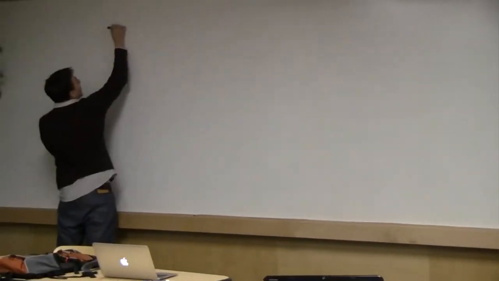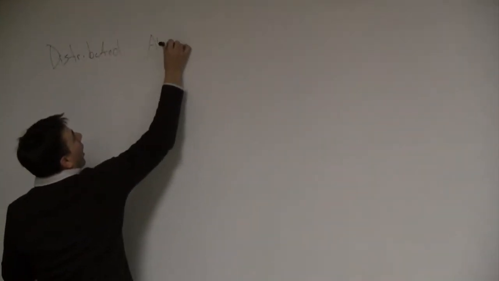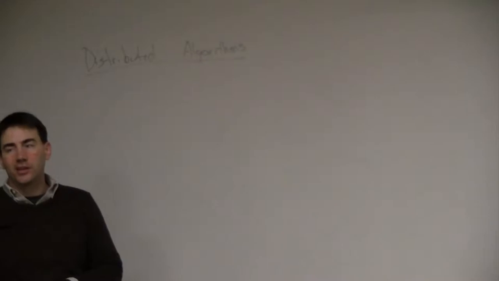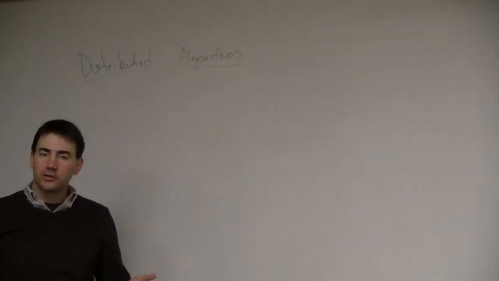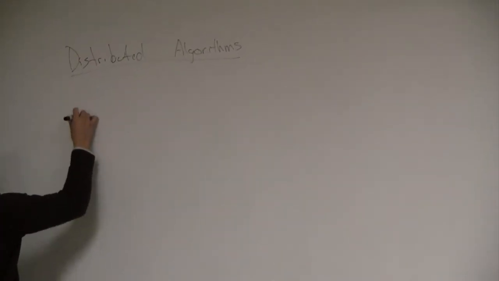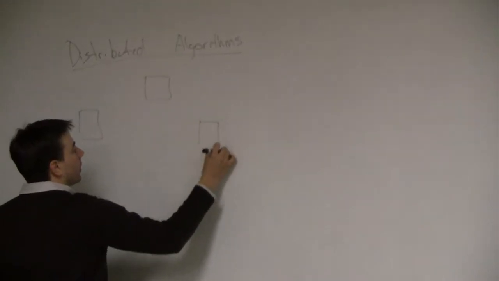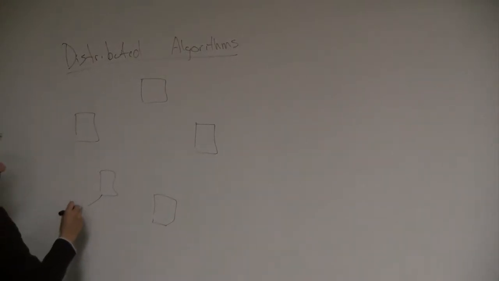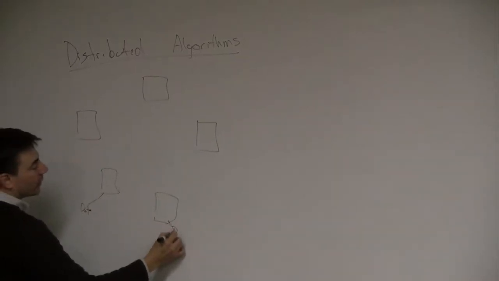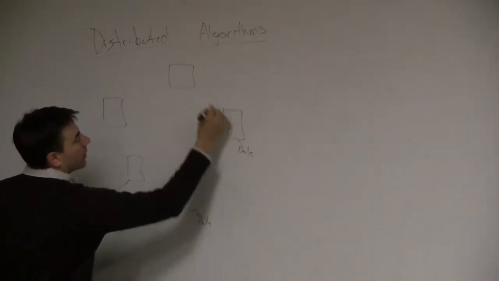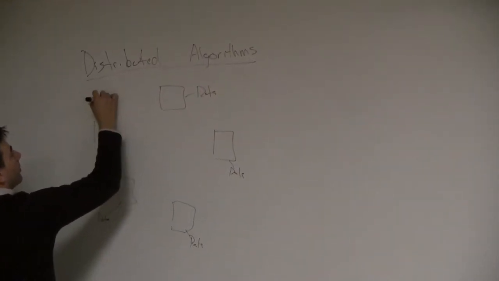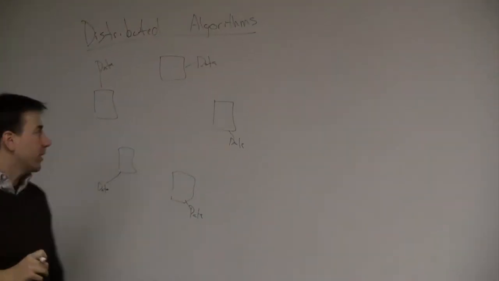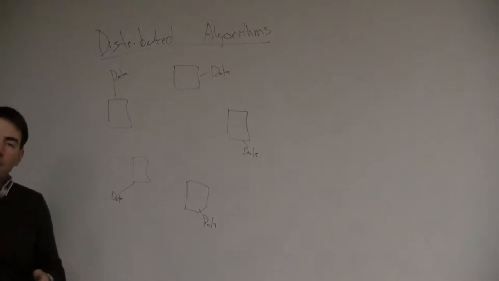Okay, so we'll talk about distributed algorithms, and here the goal is a different parallel-ish setting for really large data. The idea is that you have a bunch of different computers, and each computer has some data associated with it. You can think about each of these as a processor that will store some of the data.